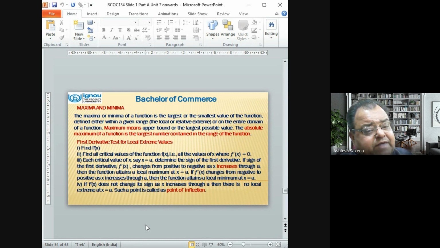Fourth step is if f dash x does not change its sign as x increases through a, then there is no local maxima or local minima at x is equal to a. Such a point is known as a point of inflection.